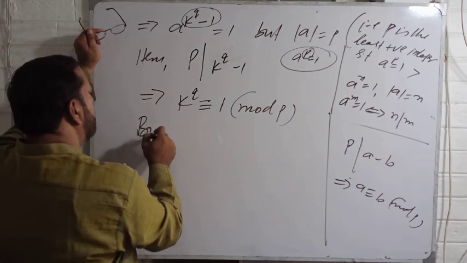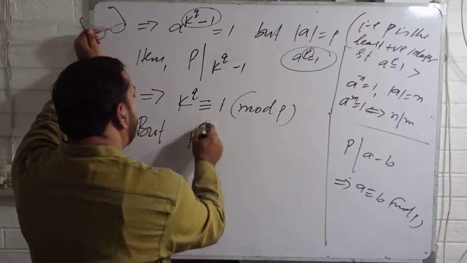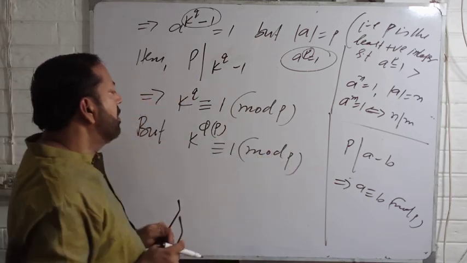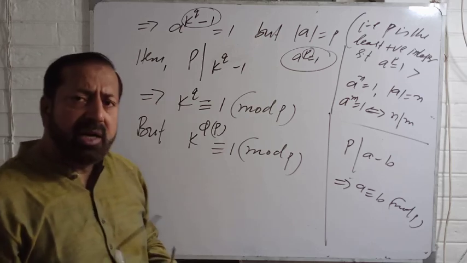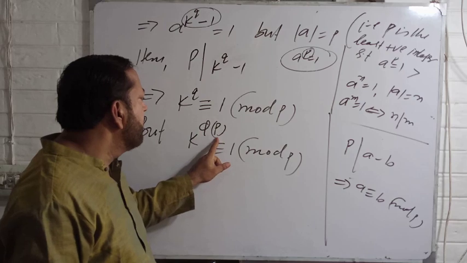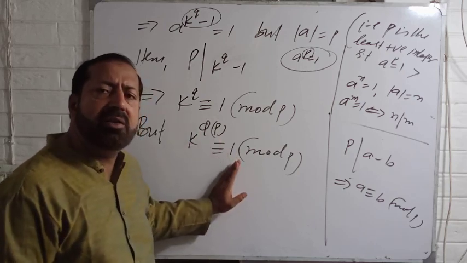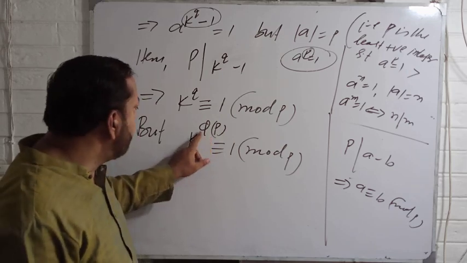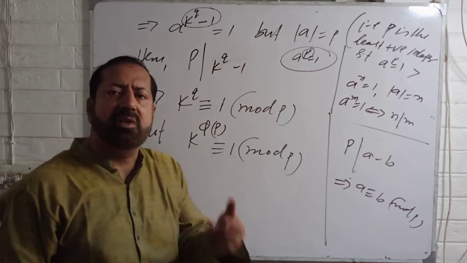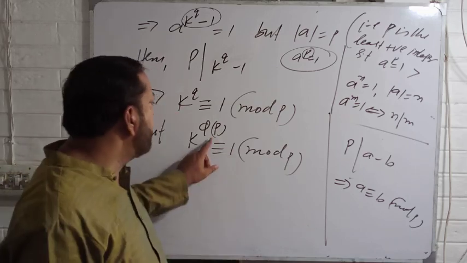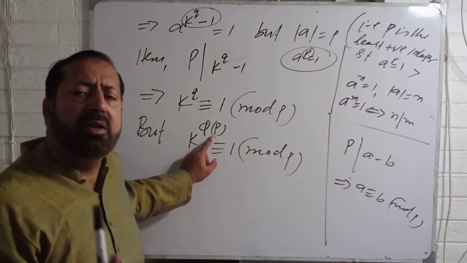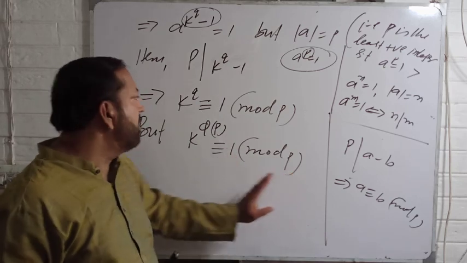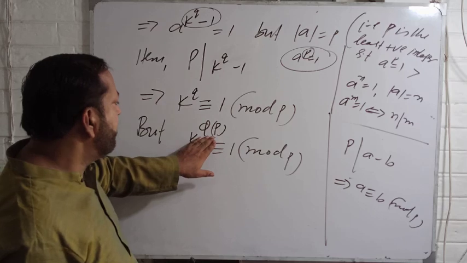But you know that k power phi of p is congruent to 1 mod p. One thing more. By Euler's theorem, this is always 1. Here there is no question whether phi of p is the least element or not. This is always true. When k is a primitive root of p, then phi of p must be the least. But in Euler, we know nothing about whether phi of p is the least element for which you are getting 1. That's why we understand that q will divide phi of p, right?